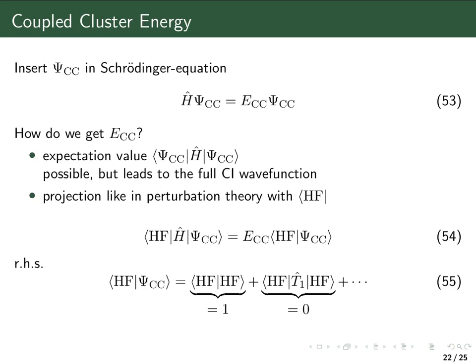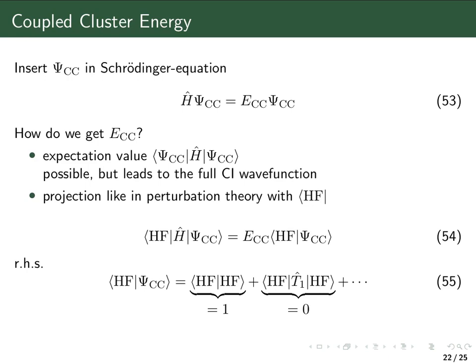So what do we do? Well, instead of doing it like in configuration interaction, we do it like in perturbation theory. Remember, in perturbation theory, in order to get expressions for the energy, one would use the different order equations, zeroth order, first order, second order, and then project against the zeroth order wave function, which means multiply from the left and integrate with the zeroth order wave function. And we do precisely the same here. We project our coupled cluster Schrödinger equation against the Hartree-Fock determinant, which corresponds to the zeroth order wave function in perturbation theory.